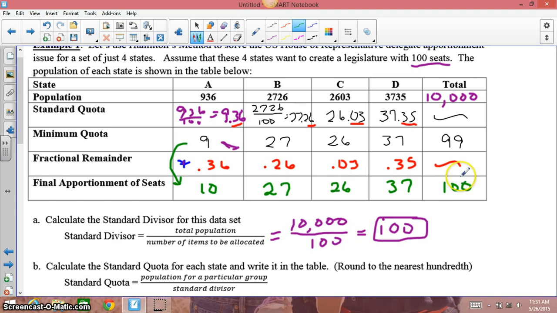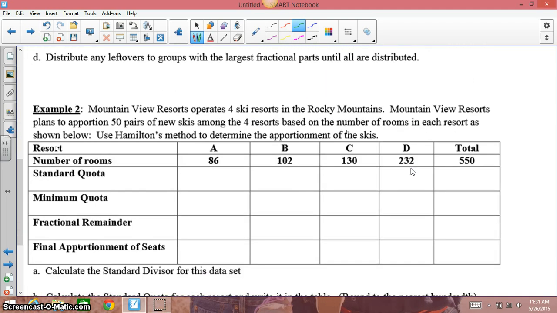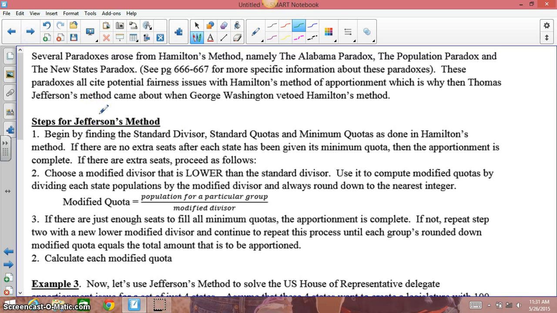Say, for example, when we had added across here and we had gotten 98, and you said, oh, I've got 2 seats left to allocate. What I would look at then in this row is the highest remainders, 0.36 and 0.35, and they would each get 1 additional seat. What I'm trying to say is you wouldn't give both of those seats to State A. You would start doing it one at a time like that. I definitely encourage you now to go down and look at example 2 and try Hamilton's method from top to bottom. Okay. I'm going to flip on over then and look at Jefferson's method.